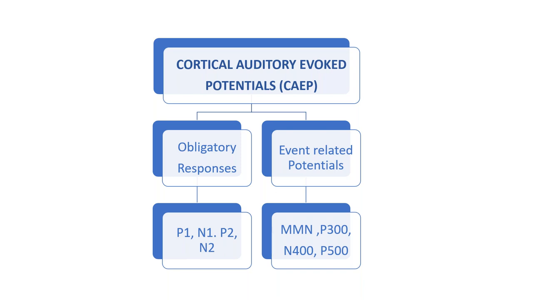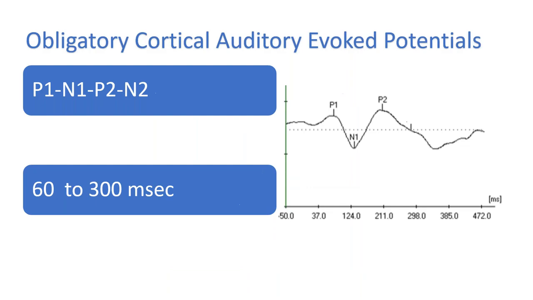Cortical evoked potentials, there are different ways of classifying them, I've divided them into obligatory responses and event-related potentials. And again, all of you know that obligatory responses are responses that occur when we just hear a sound. That is, cortical evoked potentials in response to an acoustical signal are obligatory responses. Event-related is when a meaning is attached to it or when an event occurs because of that. My presentation is going to focus on the obligatory responses, but whatever we discuss can also be applied to event-related potentials.